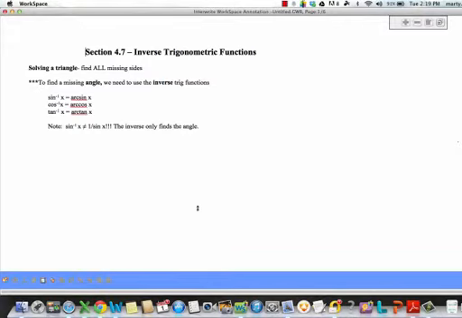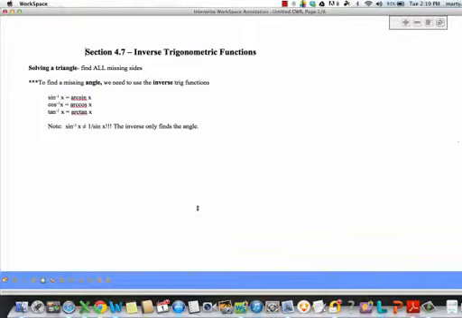We're going to talk about lesson 4.7, inverse trig functions, today. You should have a handout that looks like this. That handout includes both 4.7 and 4.8. First thing at the top here, it tells us that if we're looking to find an angle and we know the ratio of the trig function, we can use our calculator to work backwards.